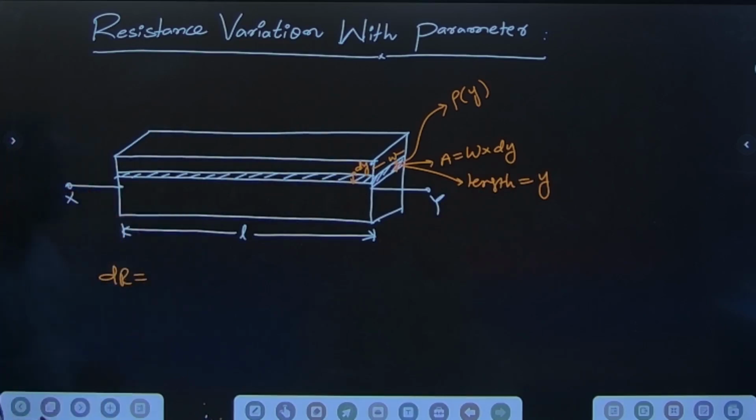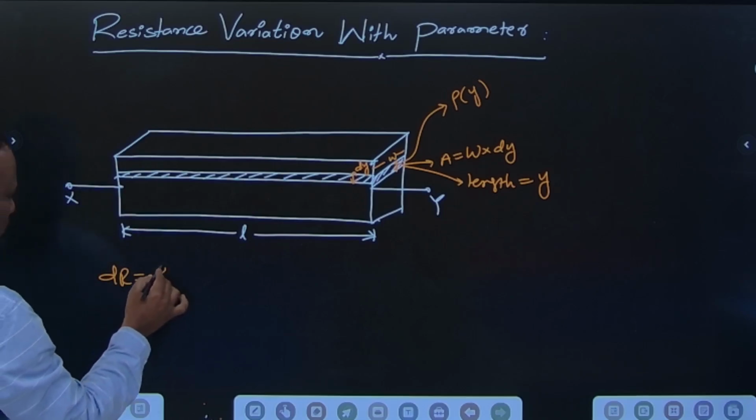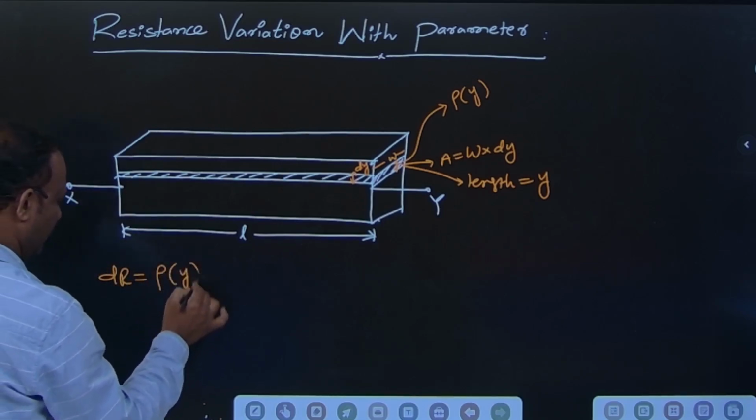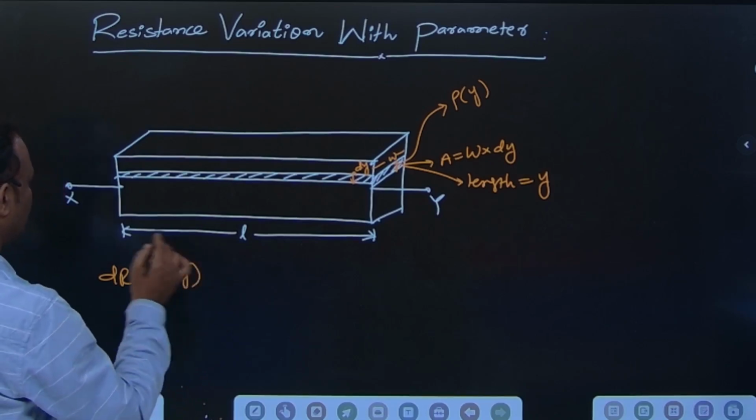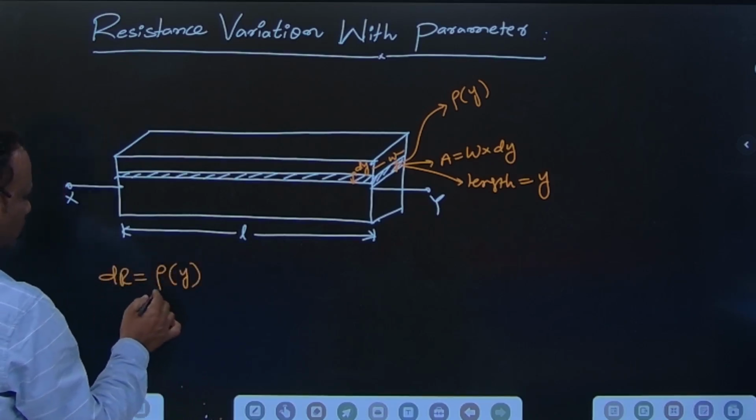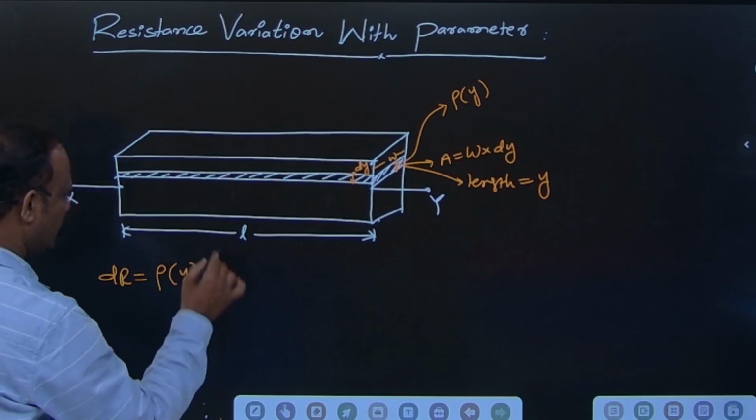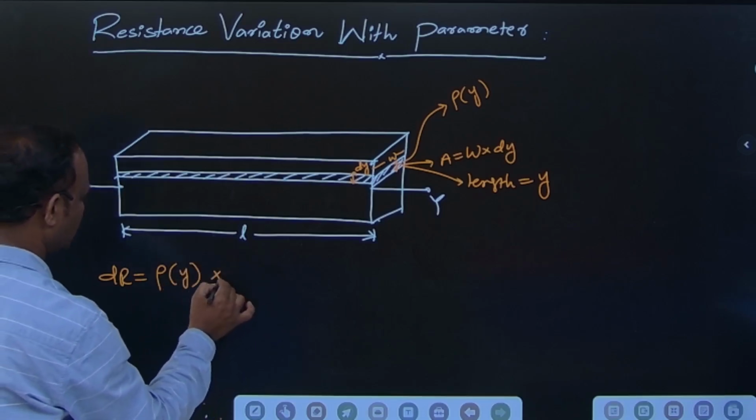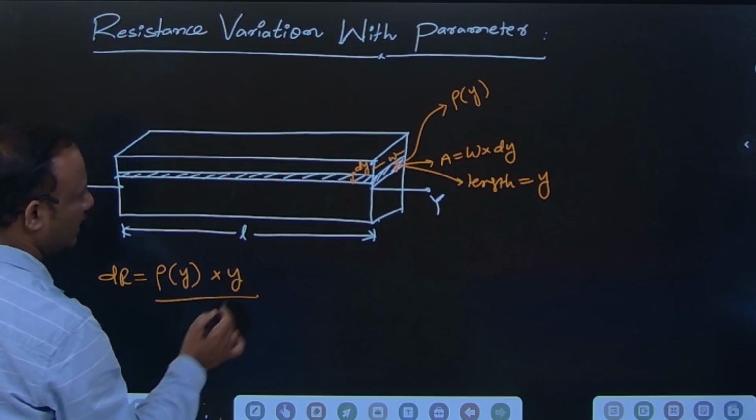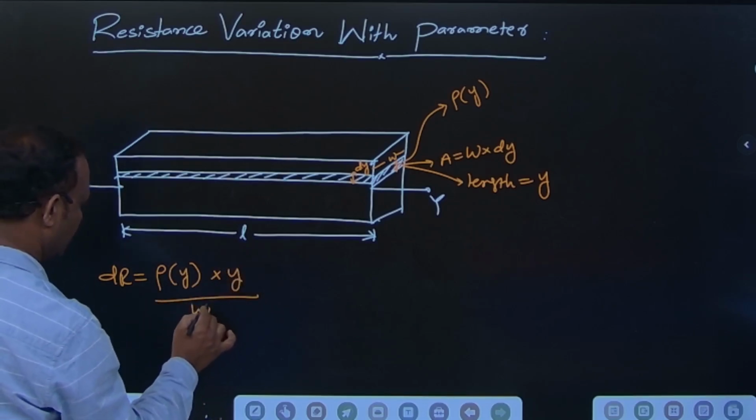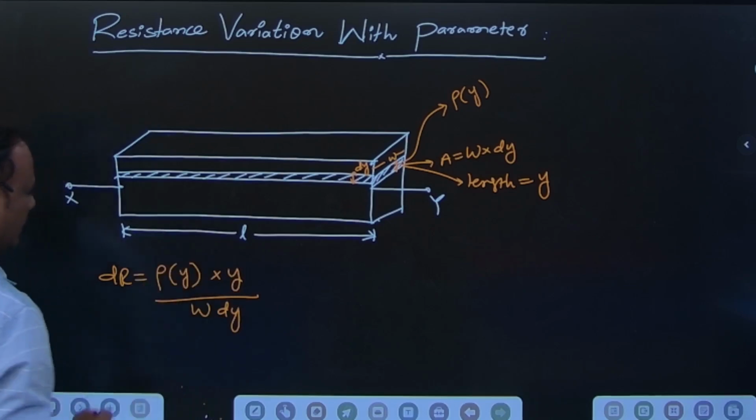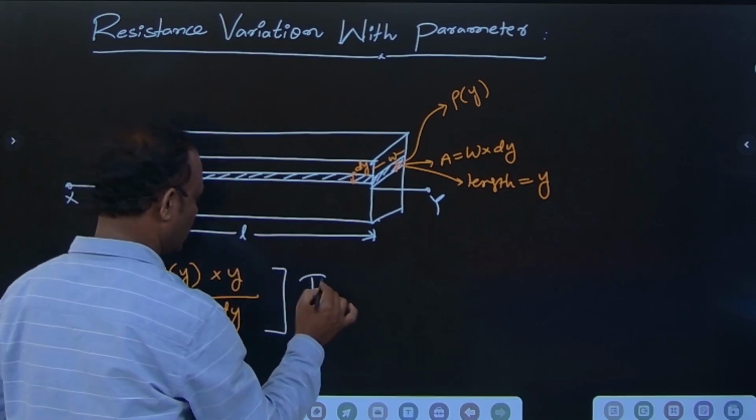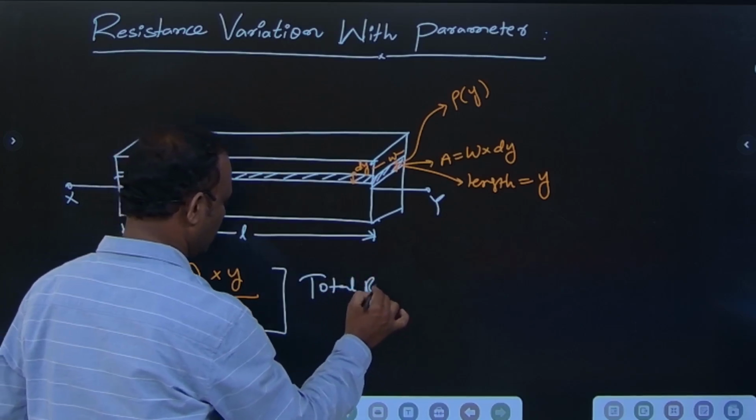dr is equal to rho into, rho as a function of y, because dr is equal to rho into L by A. L means length, which here is y, by A. A is w into dy. So now from this I'm talking about the total resistance.